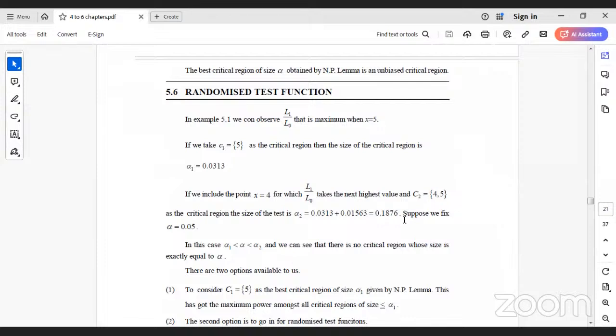If we include x equal to 4, where L1 by L0 has the next highest value after 5, we can write 4, 5 as the critical region. The size of the test is alpha, 0.0313, 0.01563, and the value for 5 is 0.186. Suppose we fix alpha equal to 0.05.